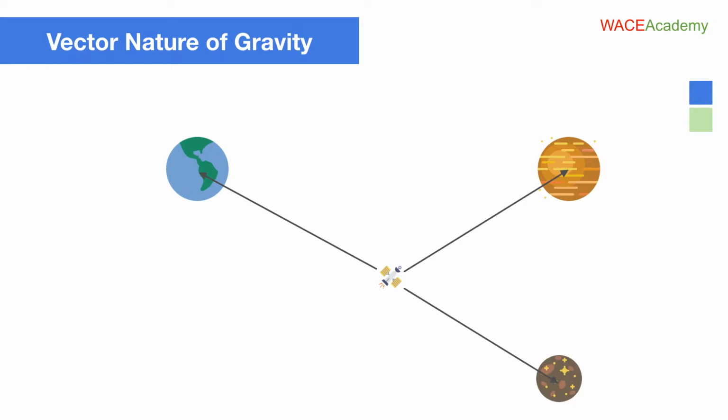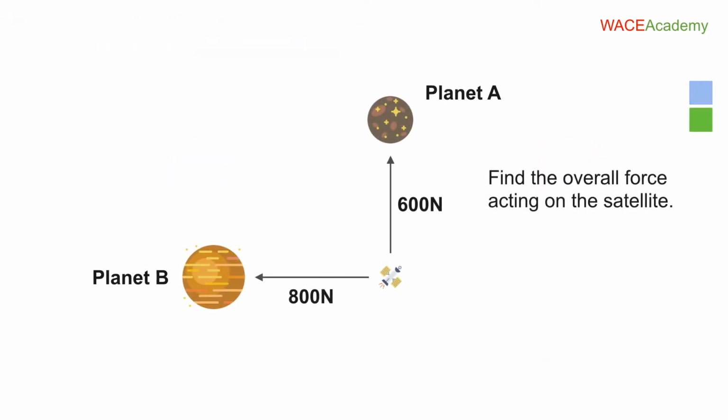If they're acting in the same direction, that's great. We simply add them together, such as when the sun and moon are aligned and their gravitational pulls are added to each other. But what if they aren't acting in the same direction? Well, when we talk about the vector nature of gravity, what we're saying is that the individual forces can be broken down into two separate forces acting in perpendicular directions. Let's take a look at an example.